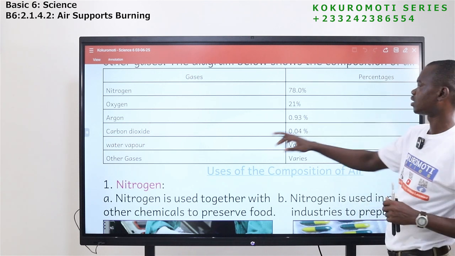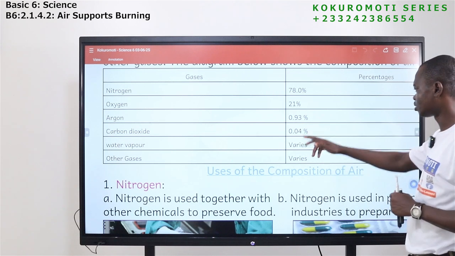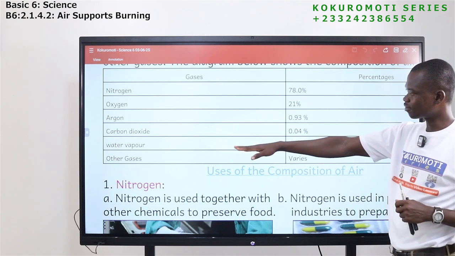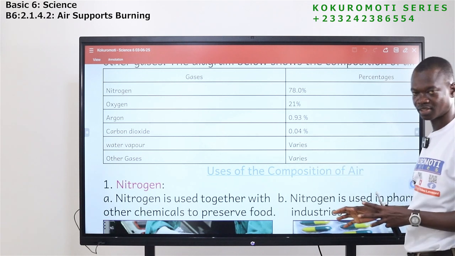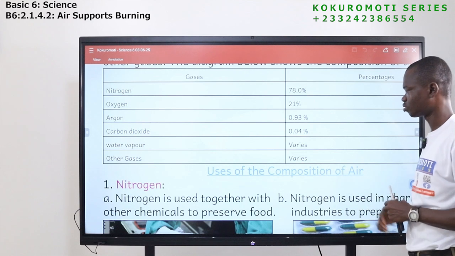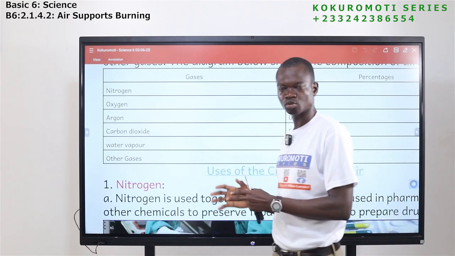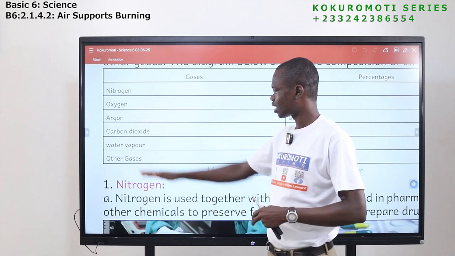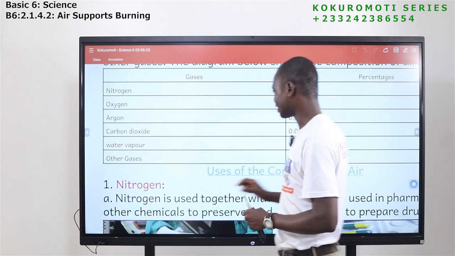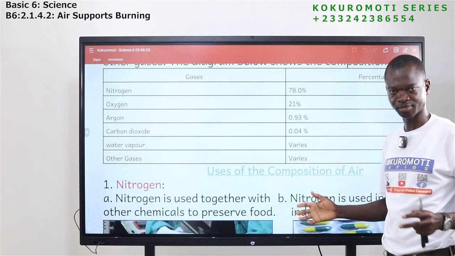Percentage of argon is 0.93%. Percentage of carbon dioxide is 0.04%. Percentage of water vapor, it varies. It is not fixed, it varies. And then the other gases too also vary. So apart from this one, water vapor is also a component of air. Other gases too are also components of what? Air. But their percentages are not fixed. It changes depending on the weather.